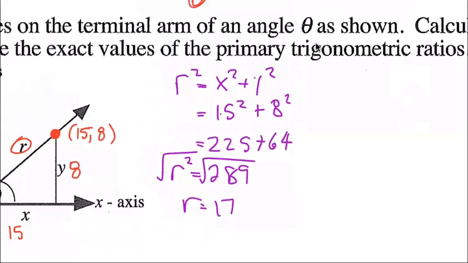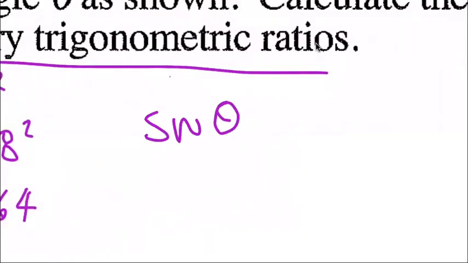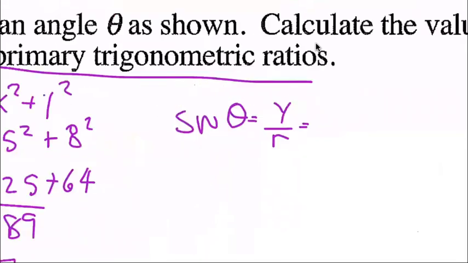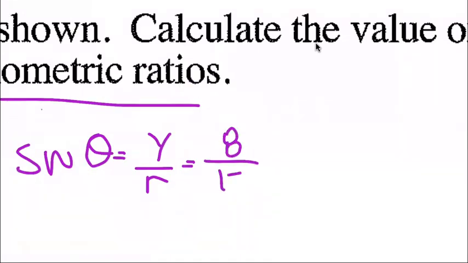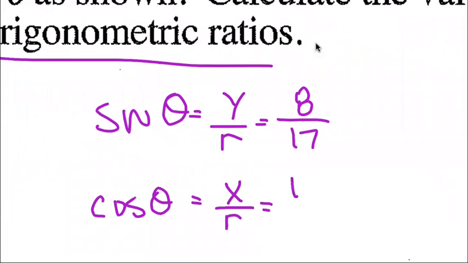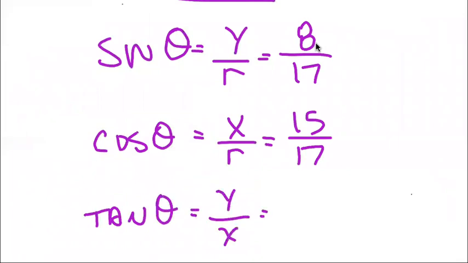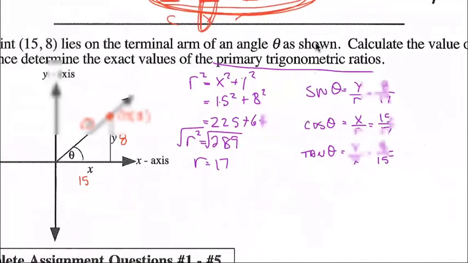And then we need to fill in our primary trig ratios. So I start with my formula. Sine of theta is equal to y over r, which is 8 over 17. Cosine theta is equal to x over r, which is 15 over 17. And tangent theta is equal to y over x, which is 8 over 15. That's a quick review of how to substitute into your trig ratios.